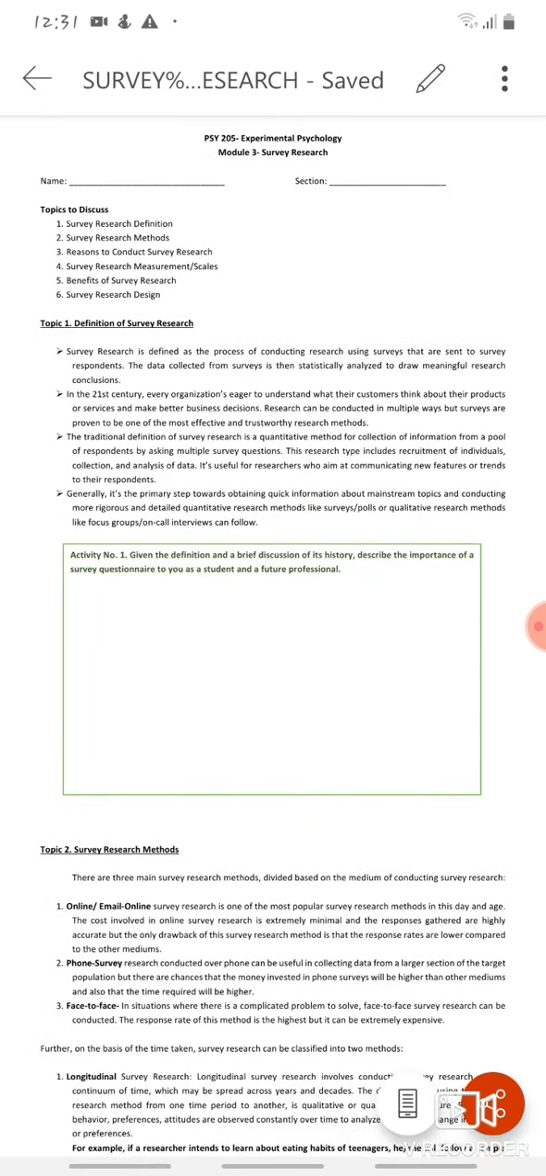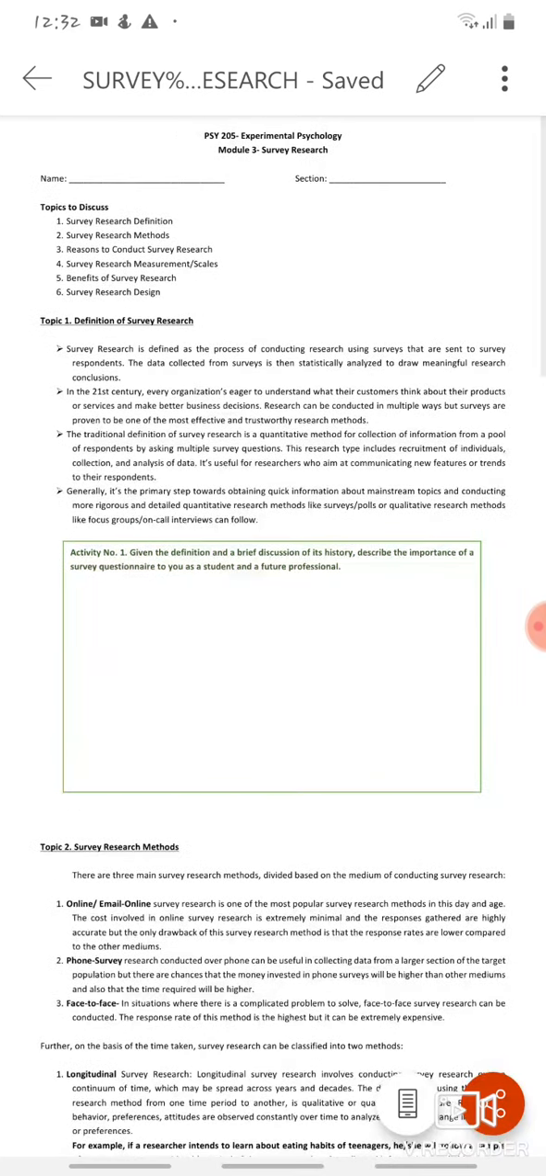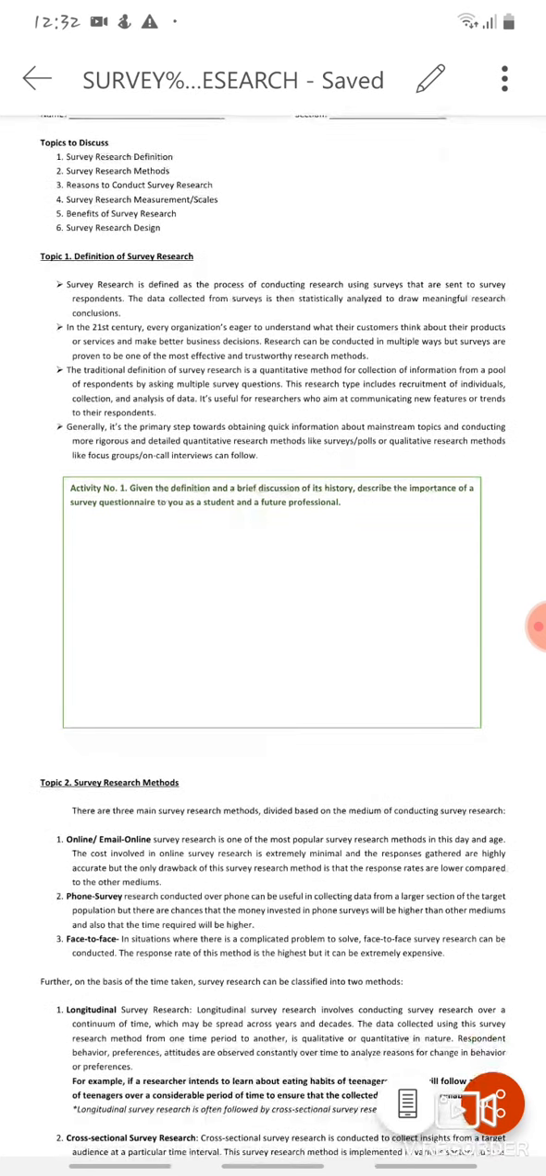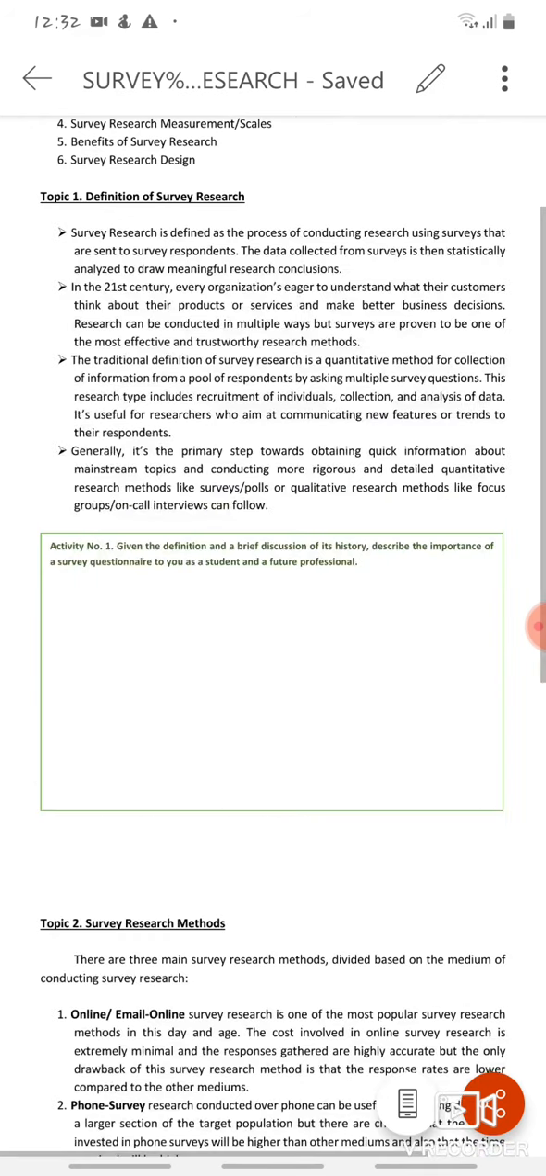The topics to discuss for Module 3, the survey research, are the following. We have the definition of research, the different types of survey research methods, some reasons to conduct survey research. Number 4, the survey research measurement scales. Number 5, the benefits of survey research. And number 6, survey research design. So our topic 1 is the definition of research.